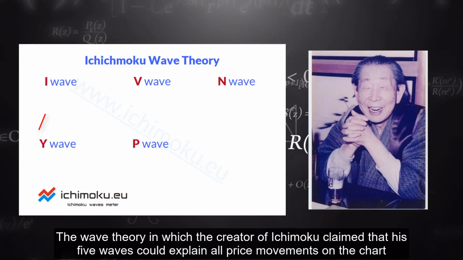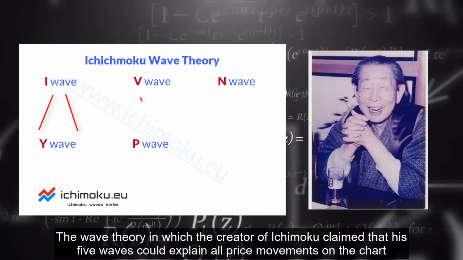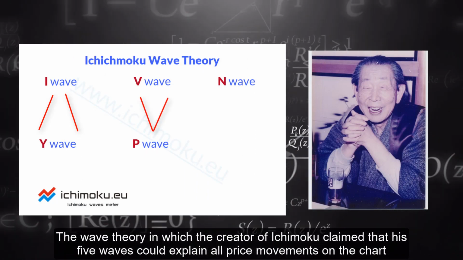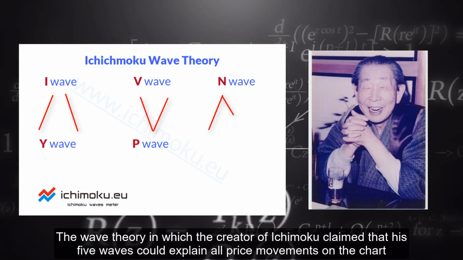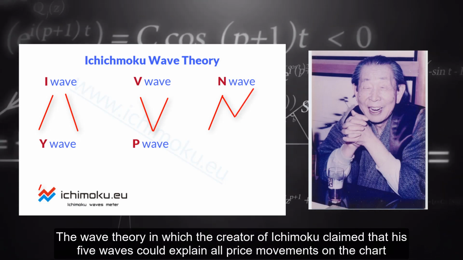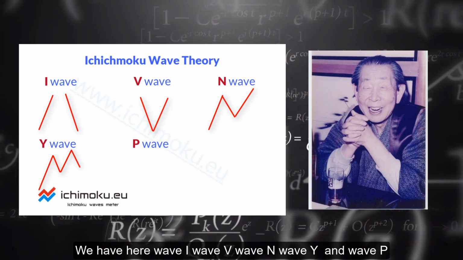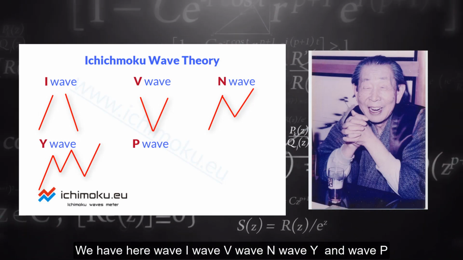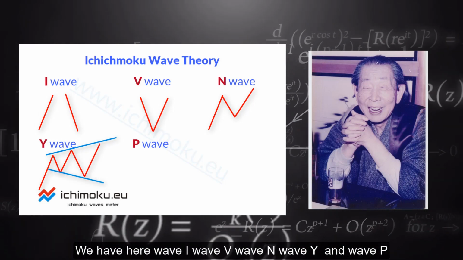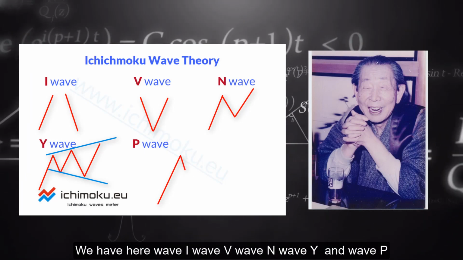the wave theory, in which the creator of Ichimoku claimed that his 5 waves could explain all price movements on the chart. We have here wave I, wave V, wave N, wave Y and wave P.